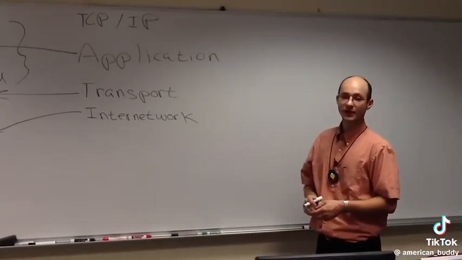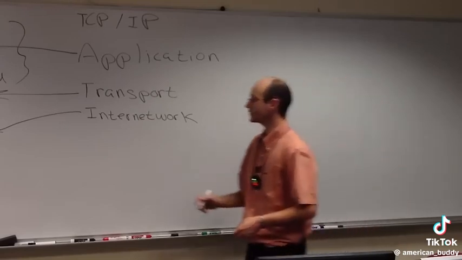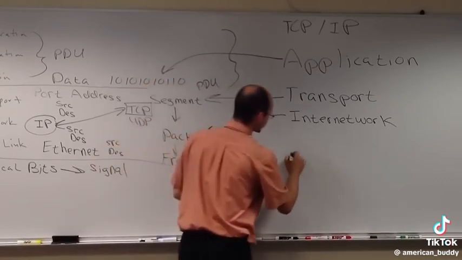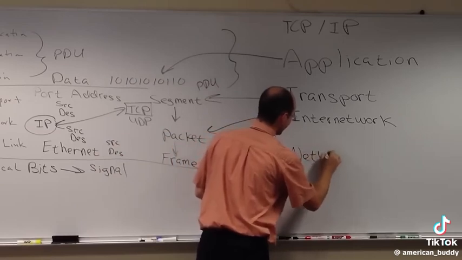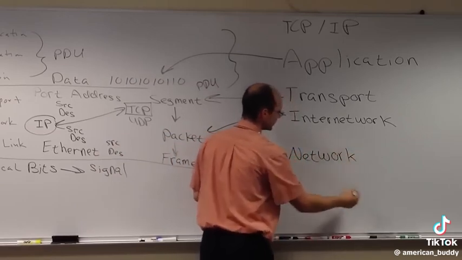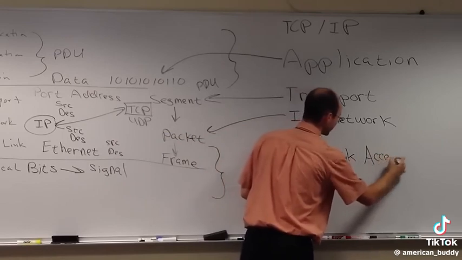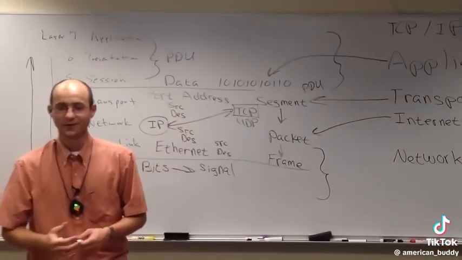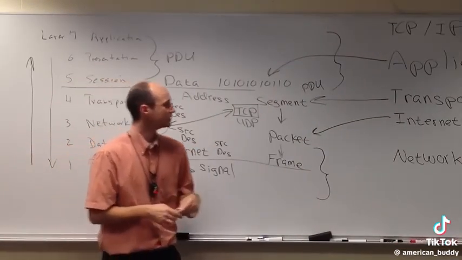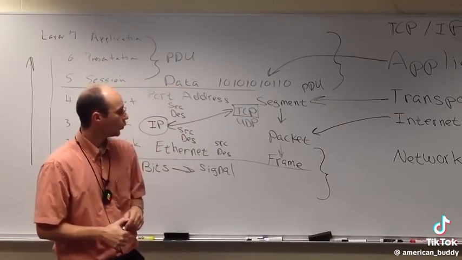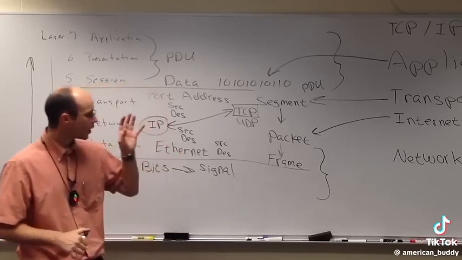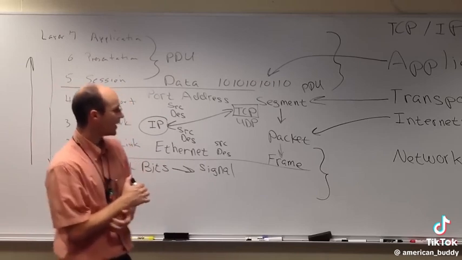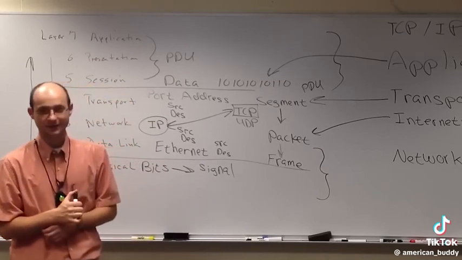All right, this is a very simple model. So it's going to take the last two and group them together. And they're going to call this the network access layer. And oh hell, does that cause problems. So far I have a 99% failure rate on my exam when I give a multiple choice question and I say, which layer on the OSI model is the same as the network access layer?